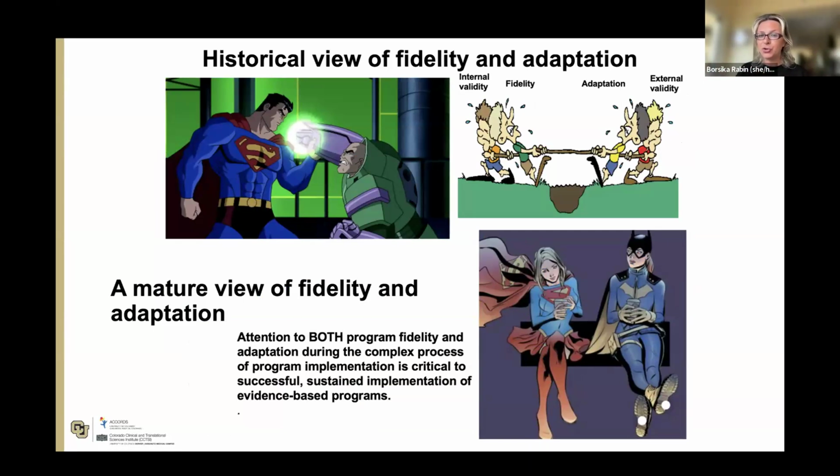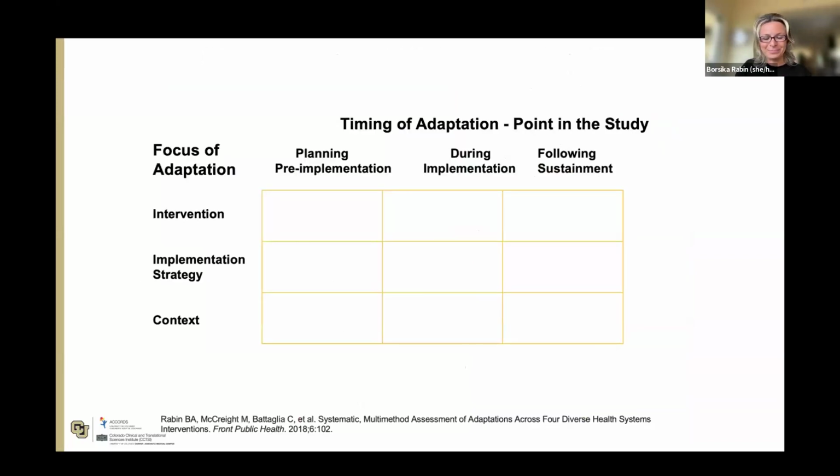But I think that the mature view of fidelity and adaptation should be that they need to coexist. And if they work together well, then we are actually going to implement better. And so, going with the times, two superhero women are seen as kind of collaborating around adaptations and fidelity.